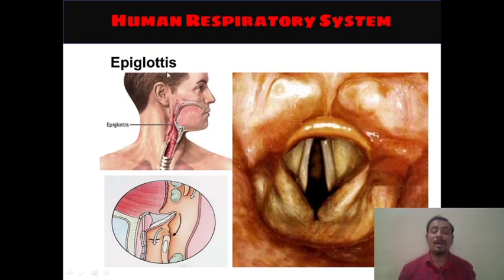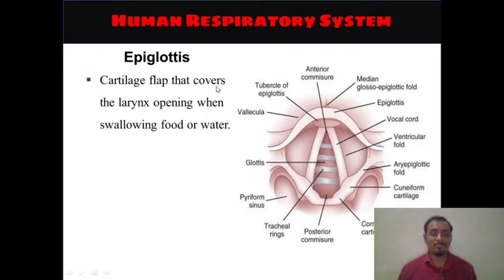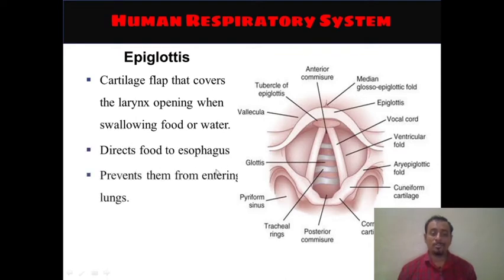Now let's see the next part of the respiratory system, the epiglottis. After the larynx, the epiglottis comes. So what is this epiglottis structure? It is present just below the hypopharynx structure. It is a flap which separates the windpipe from the food pipe and stops food from entering the lungs. Okay, let's see the structure in detail. The epiglottis structure is a cartilage flap that covers the larynx opening when swallowing food or water. It directs the food to the esophagus and prevents it from entering the lungs.